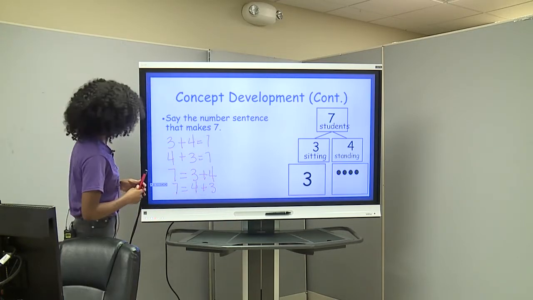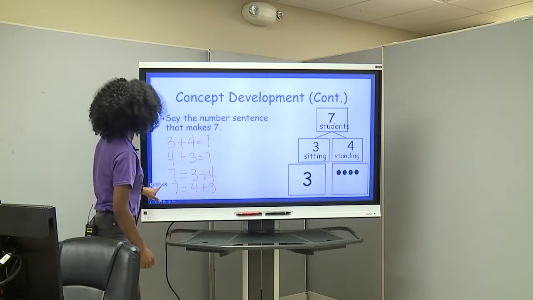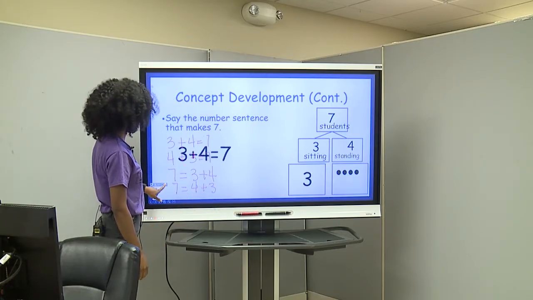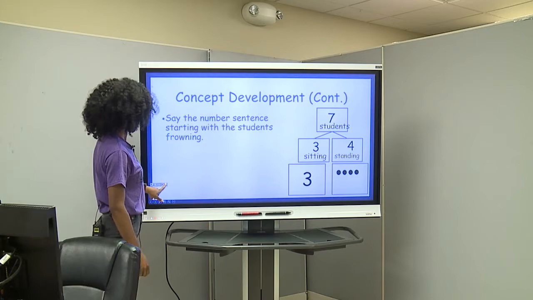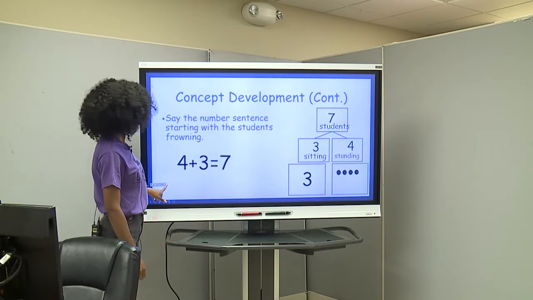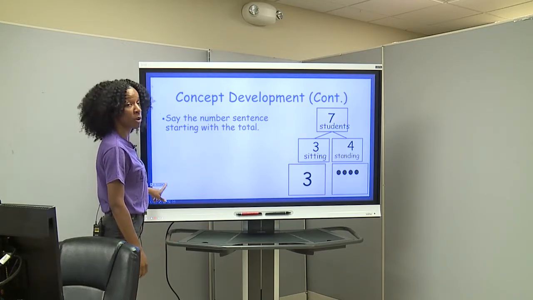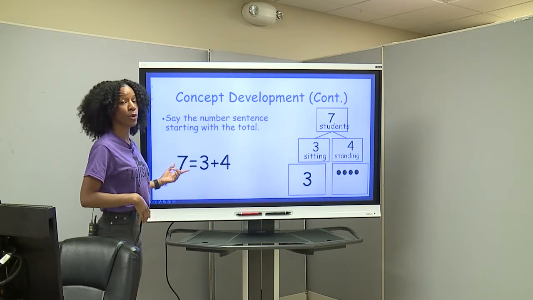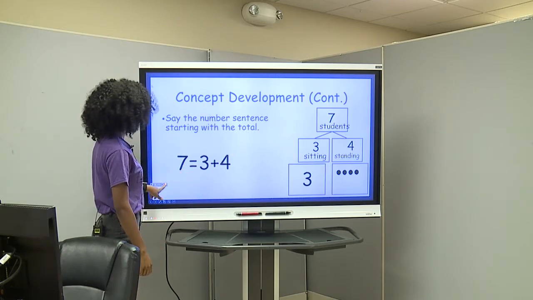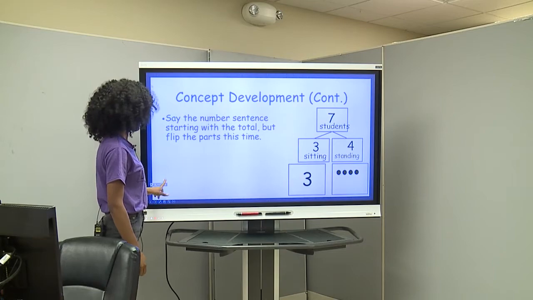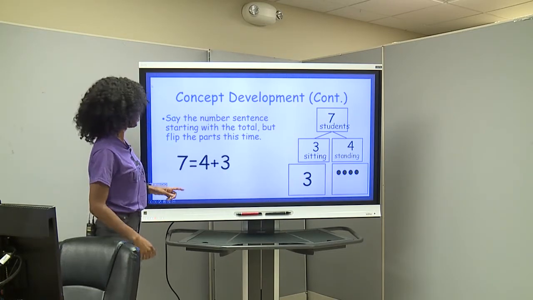Okay? All right, let's check our number sentences. 3 plus 4 equals 7, check. 4 plus 3 equals 7, check. Starting with our total, 7 equals 3 plus 4, check. And the last one also begins with our total, which will be 7 equals 4 plus 3.